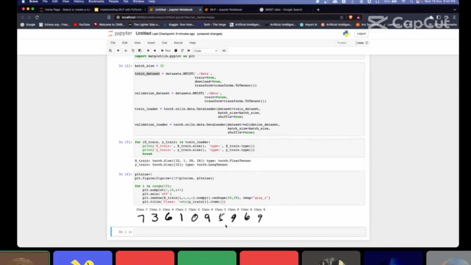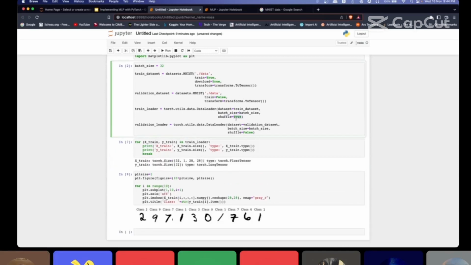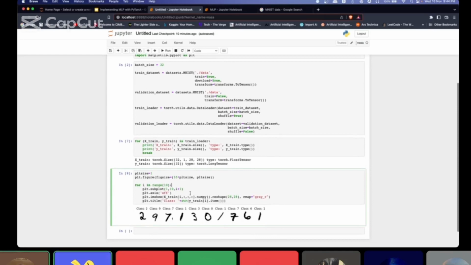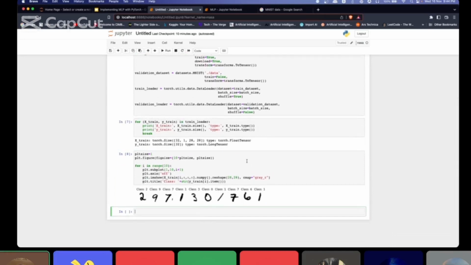See, this time it's different. The reason it differs is because we have shuffle set to true over here. If we were to set shuffle to false, then it's just going to be the same thing over and over again. So that's how the data loader is helping us out. Generally when we are training neural networks, we shuffle things so that in every iteration we get different inputs.